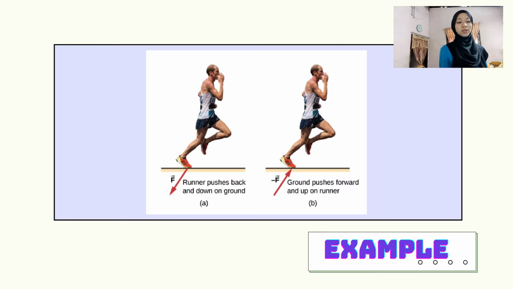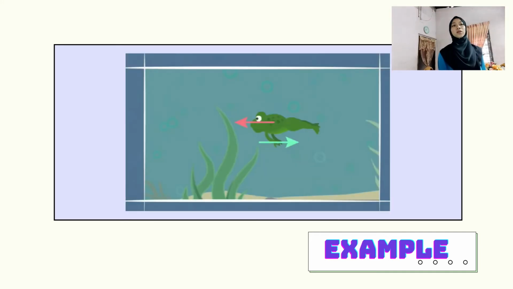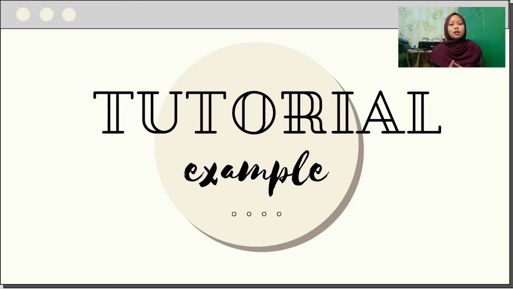When we run, our leg pushes back and down on the ground, and as a reaction, the ground pushes forward and up on our leg. The last example for Newton's third law is the movement of a frog in the water. The pink arrow is the action force and the green arrow is the reaction force. So, when the frog pushes its leg backward, it produces a reaction force which makes the frog move forward.